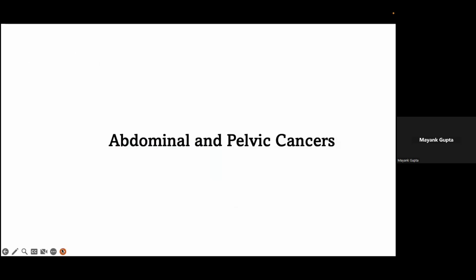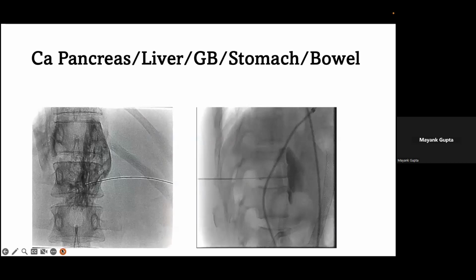Now coming on to the interventions for which there is maximum evidence and which are most effective for management of cancer pain: your sympathetic plexus blocks for abdominal and pelvic cancer, and the highest level of evidence is for celiac plexus neurolysis for patients with upper abdominal malignancies.